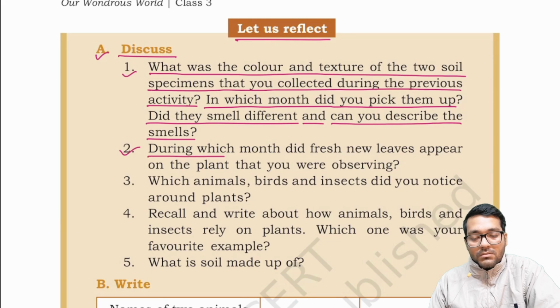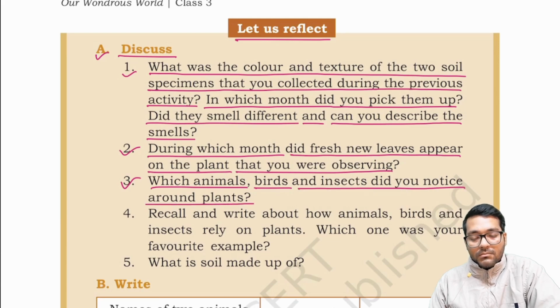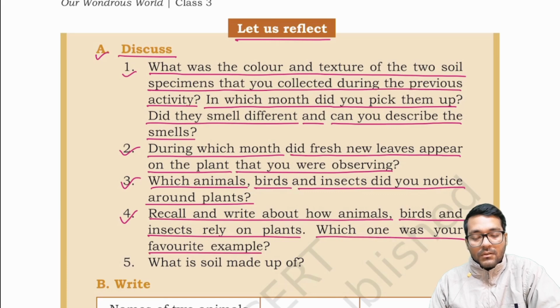2. During which month did fresh new leaves appear on the plant that you were observing? 3. Which animals, birds, and insects did you notice around plants? 4. Recall and write about how animals, birds, and insects rely on plants. Which one was your favorite example? 5. What is soil made up of?